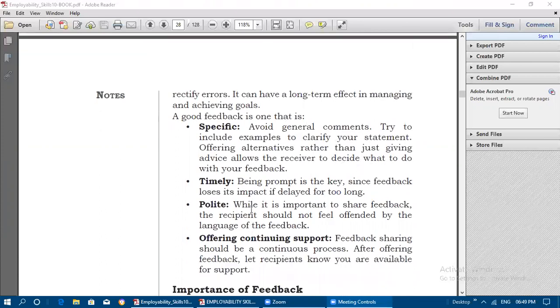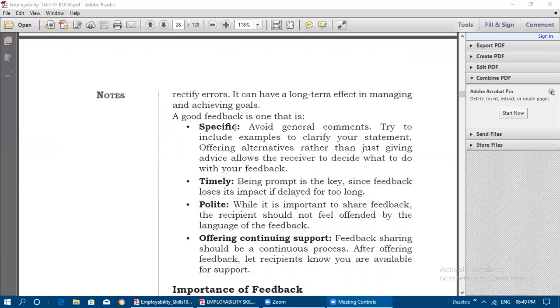And timely. A good feedback will be a timely one. Being prompt is the key, since feedback loses its impact if it is delayed for too long. If you are providing your feedback after a few days, that is not an efficient or effective one. So timely feedback is important, and specific feedback is also important.